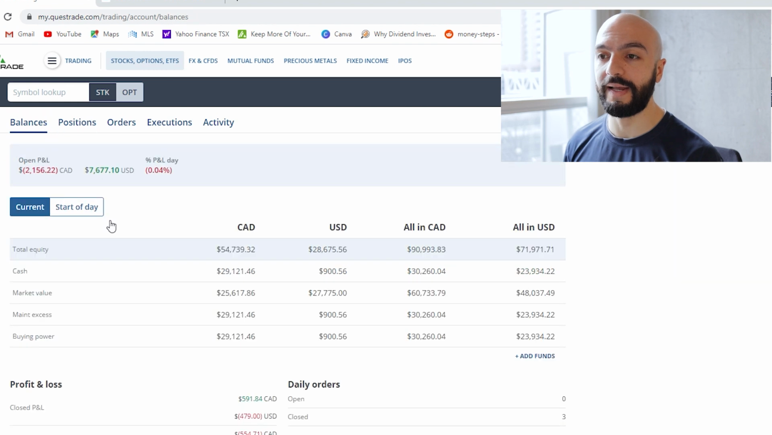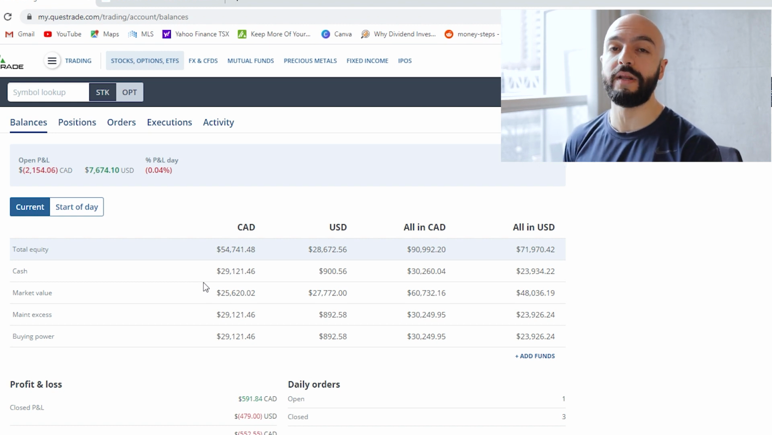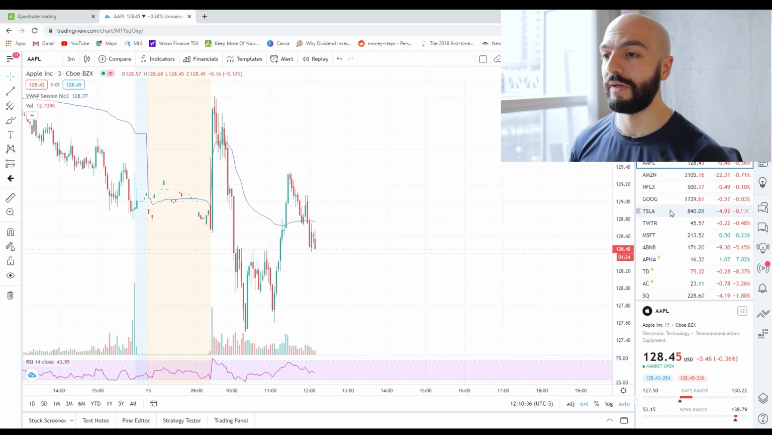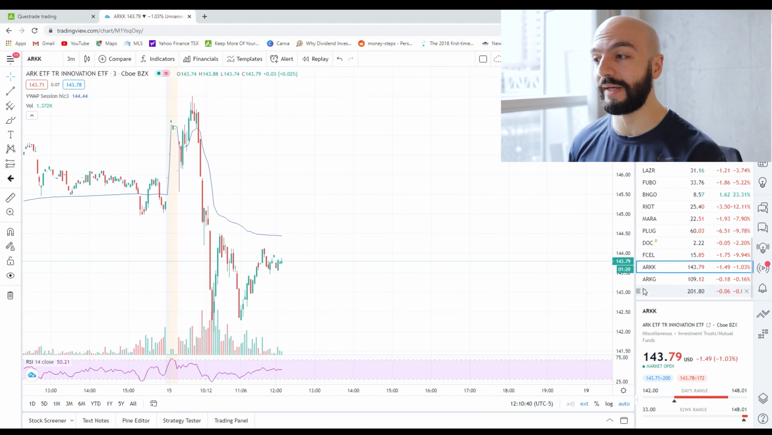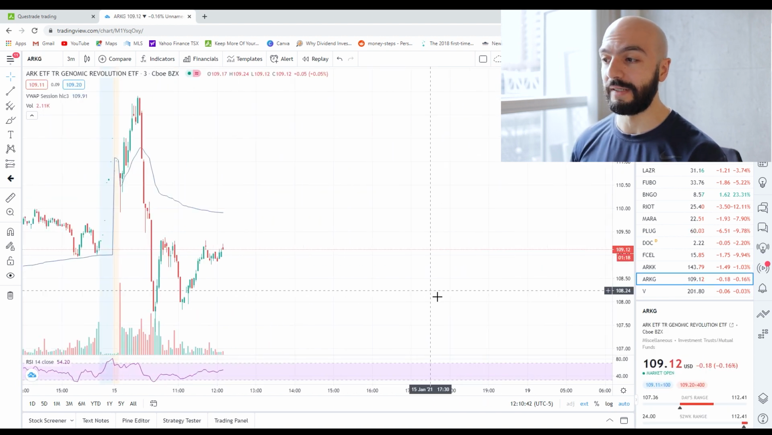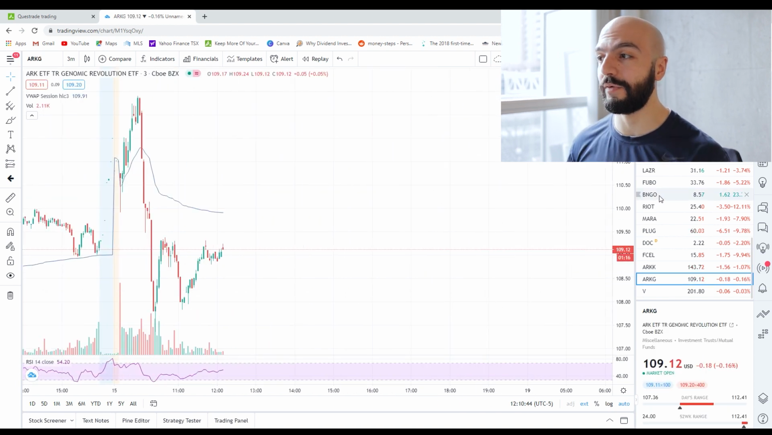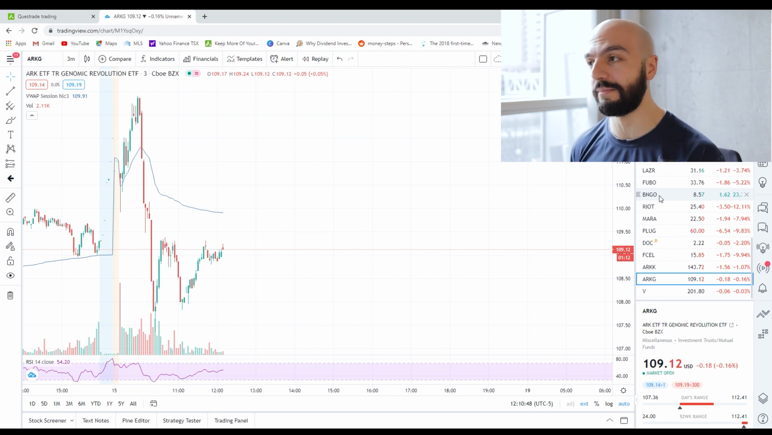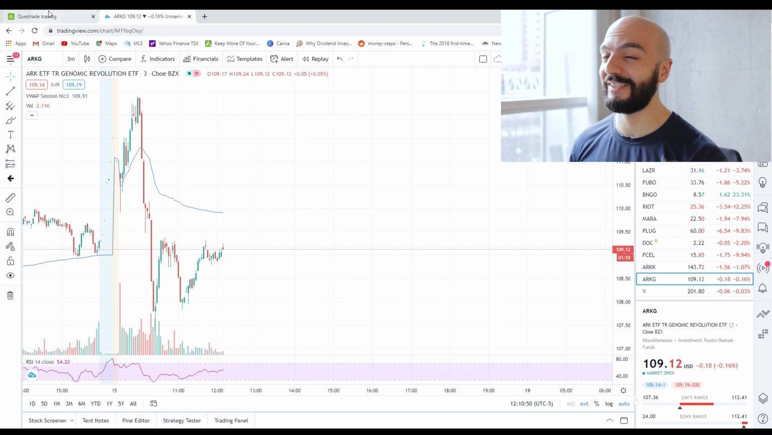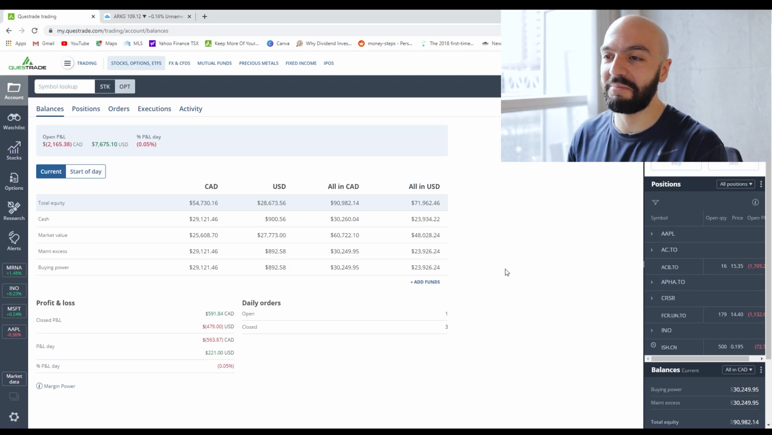And one thing, if you take a look, I do have a bunch of cash sitting in my TFSA. I don't know what to do with it yet. I'm waiting for a big red day on most stocks. So I kind of want to jump into ARK. It's at 143 right now. And ARKG, it's at 109. I'm waiting for a big red day so I can buy stocks at a discount and sell more covered calls on them. But yeah, this is what I do on a monthly basis.